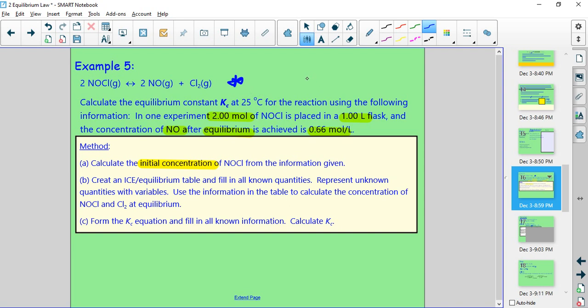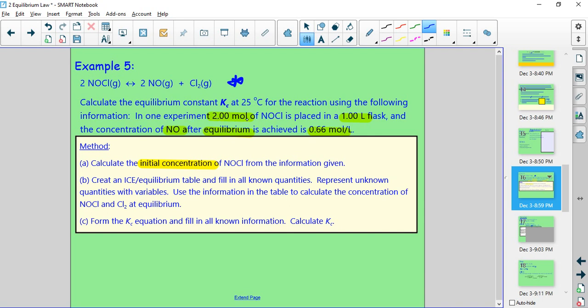It really has no bearing on how you're going to perform the solution. It's just, again, reminding you that these K values are temperature dependent. So this whole equilibrium situation here occurs at 25 degrees Celsius, but really no bearing on the question. So enough of that. So, calculate Kc for the reaction using this information.